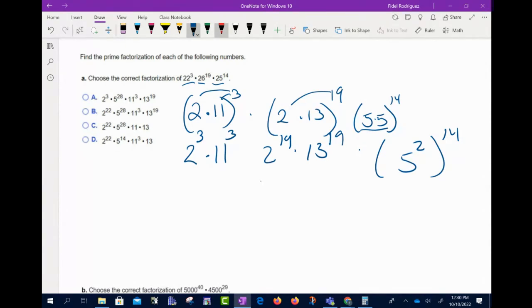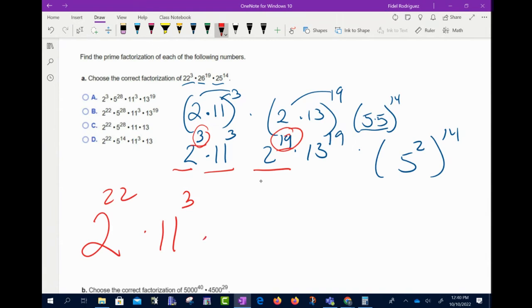What we're going to go ahead and do, there's a rule that says when you're multiplying two numbers with the same base, we're going to add those exponents together. Does anybody know what's 3 plus 19? 22. Okay, so there we go. And then I have an 11 to the third, and I'll write my 13 to the 19 over here. Now, remember, we had another rule that says if you have a power being raised to a power, you can multiply those exponents together. So 2 times 14 should give me something like 28.